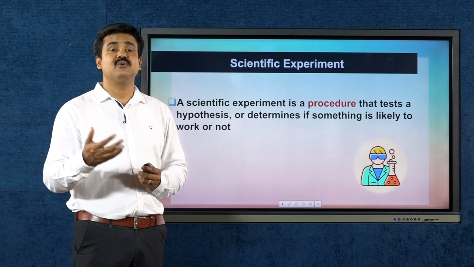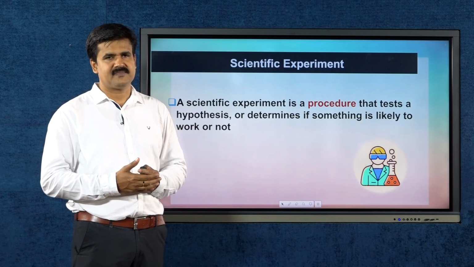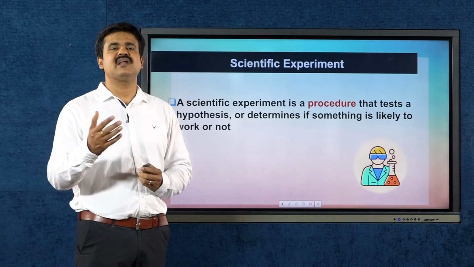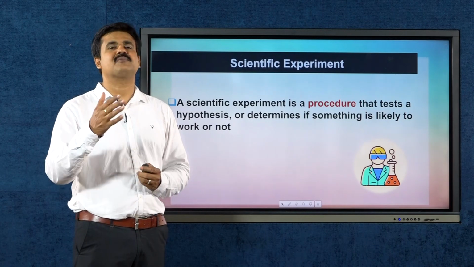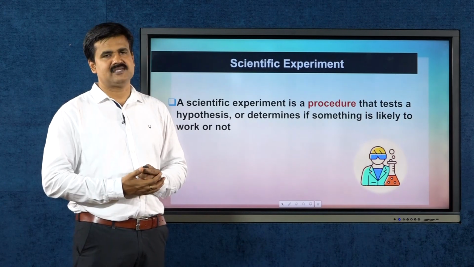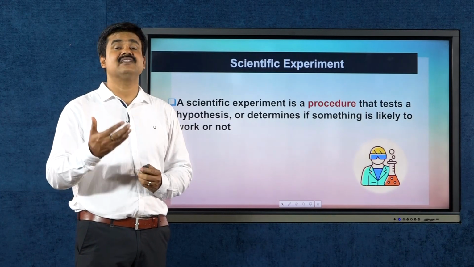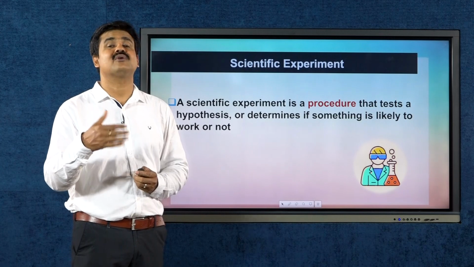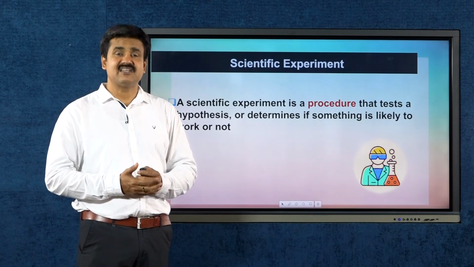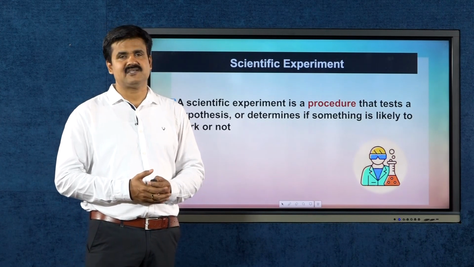What you are doing now is a kind of experiment. Instead of this aluminum, you can also use sodium metal. You are performing another experiment. So, we are doing all these experiments to check whether something will occur or not. That is the significance of a scientific experiment.